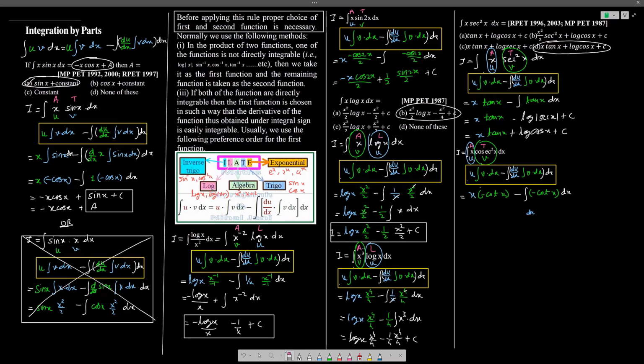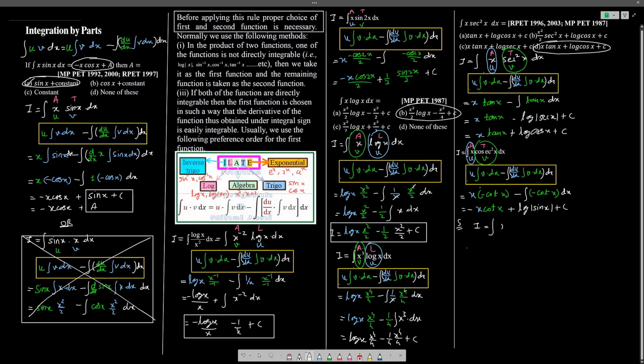So your first term will be minus x cot x, and in the second term minus minus becomes plus. Integration of cot x is log mod sin x plus c. So ta-da! This is your answer. Question number 5.